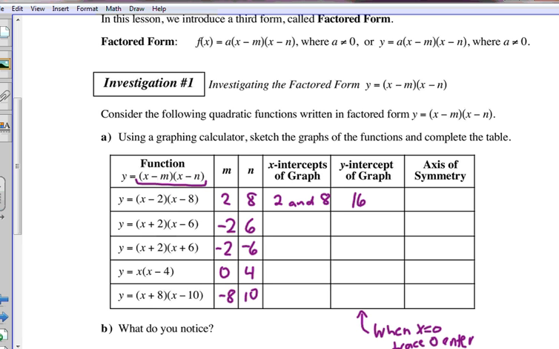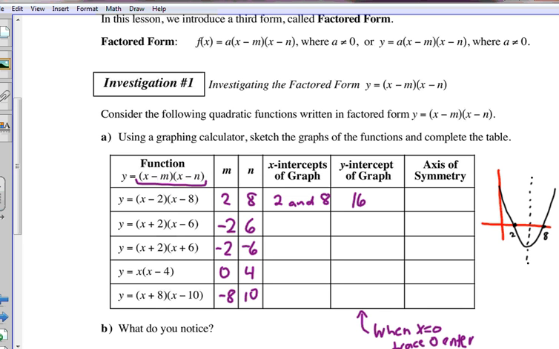Where would be the axis of symmetry? You don't know. Well, let's think about this. Look at our x-intercepts. We're at 2 and 8. What do we know about the axis of symmetry? It's through the middle of the curve. Yeah. So if we have an x-intercept of 2 and an x-intercept of 8, and we know the axis of symmetry cuts it in half, could you figure out what's halfway between 2 and 8? How would we do that?